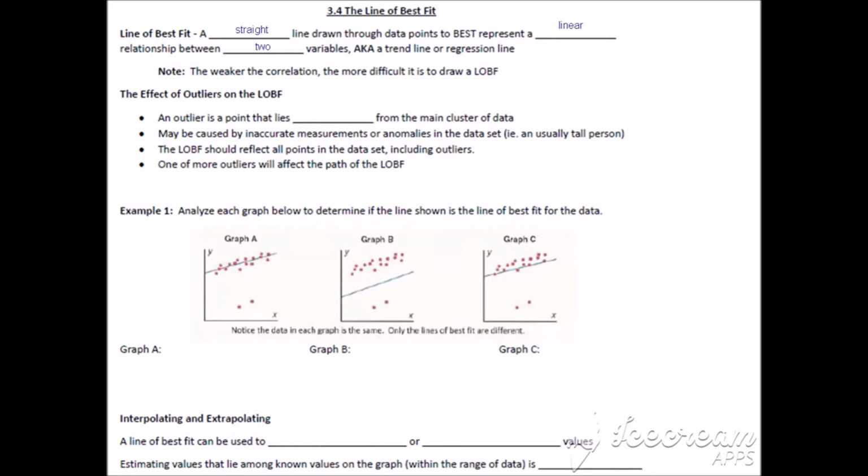An outlier is a point that lies really far away from the main cluster of data. It may be caused by inaccurate measurements or anomalies in the data set. So like an unusually tall person or an unusually short person, if you're talking about height. The line of best fit should reflect all points in the data set, including outliers. Okay?